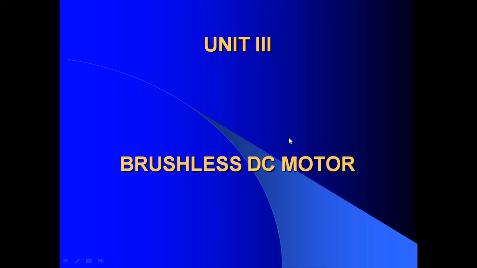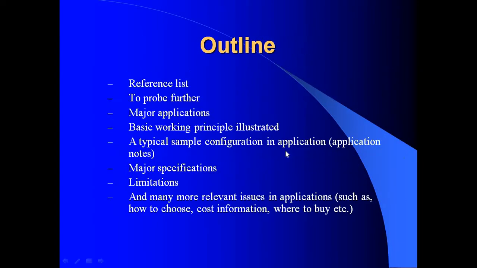Very good morning. Today we are discussing Unit 3, brushless DC motor. Outline: a reference list to probe coil web, major applications, basic working principle illustrated, typical same configuration in application, application notes, major specifications, limitations, and many more relevant issues in applications such as how to choose, cost information, where to buy, etc.